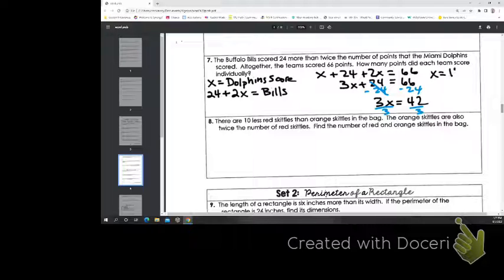And this time it said, how much did each team score? So I've got Dolphins, 14 points, and Bills, I can do 24 plus 2 times 14, or I could just do 66, take away 14. Both ways I better get the same answer, which is 52 points.